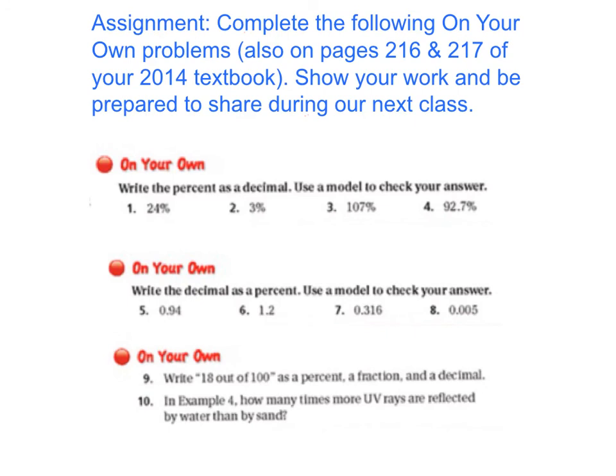Your assignment for this lesson is to complete the following on your own problems. They're also found on pages 216 and 217 of your 2014 textbook. Show your work and be prepared to share during our next class.